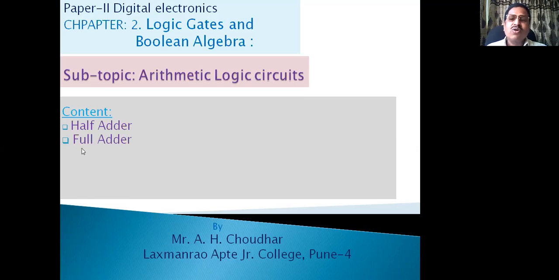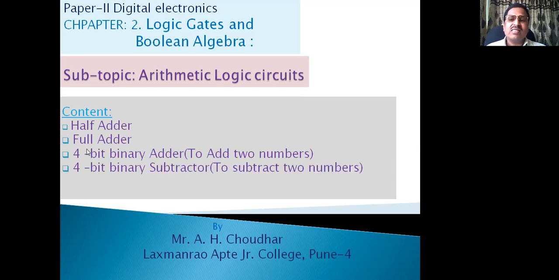Combination of these two, by which we can construct a circuit which can add two 4-bit binary numbers, is known as 4-bit binary adders. Then even by using them, we can construct a logic circuit which can subtract two numbers, each of 4-bit, and a combined logical hardware or circuit which makes addition as well as subtraction of two binary numbers, each of 4-bit, that is known as 4-bit binary adder as well as subtractor.